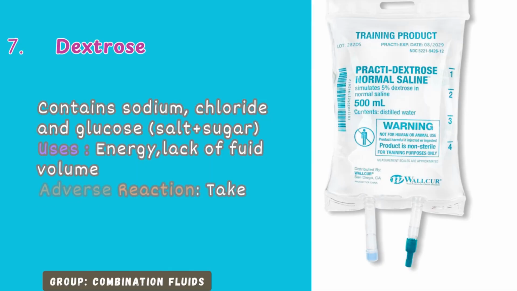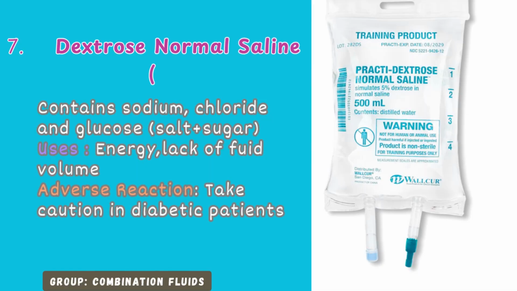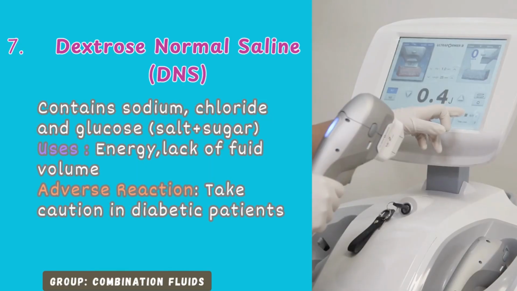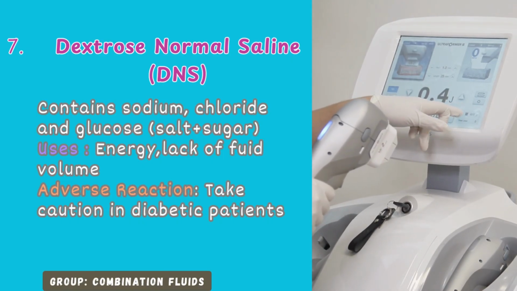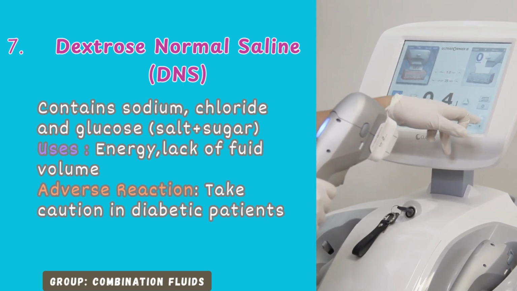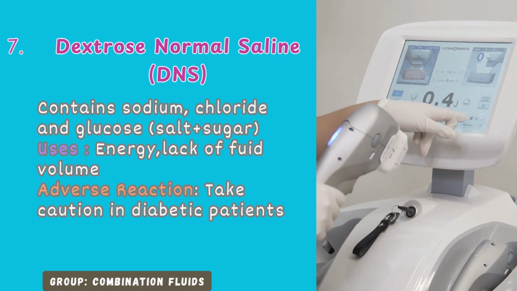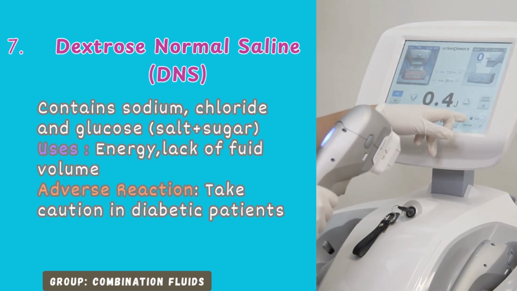And number 7, we have dextrose normal saline. This is very common in the hospital. It is being used for patients that need both fluid volume and energy at the same time because it contains sugar and salt. So you must always take caution while giving it to diabetic patients.